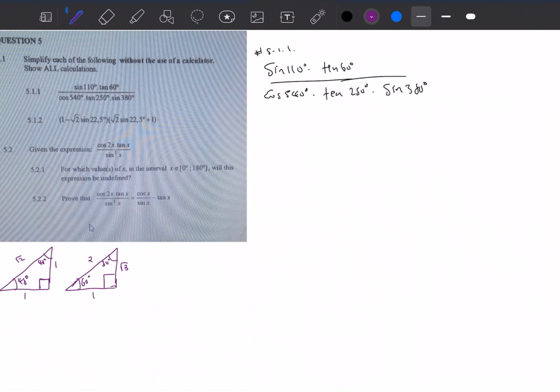So these two triangles, you always have to remember them so that you are able to answer this question without the use of the calculator. This is going to be our calculator. And then what else you need to know? You need to know this fact here.